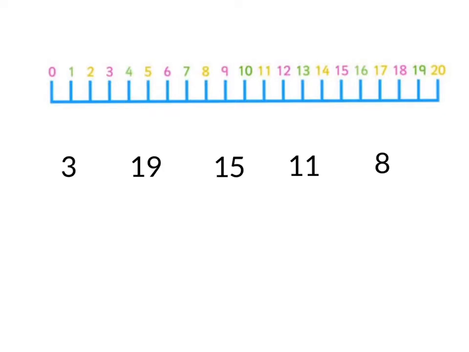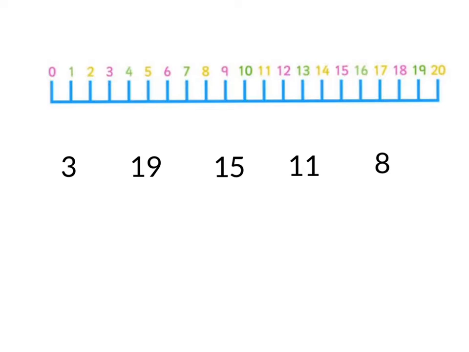Here are some numbers between 0 and 20. I want to put these numbers in order from smallest to biggest. I'm going to use my number line to help me do this. The smallest number, I'm going to look along and find the smallest number.